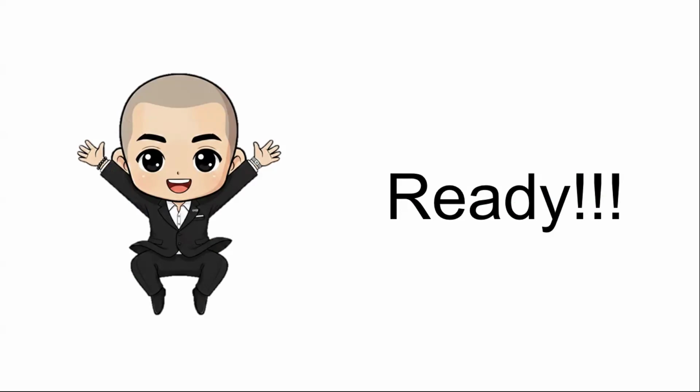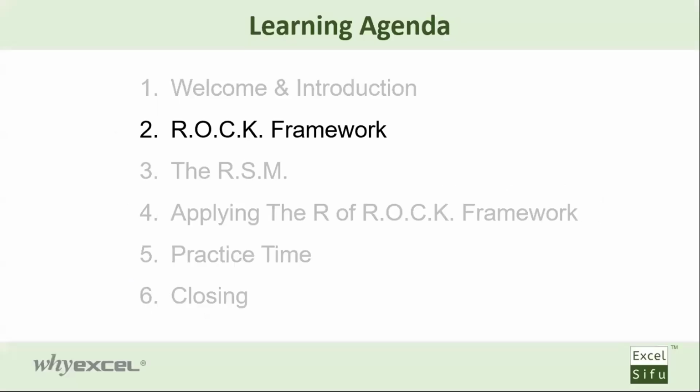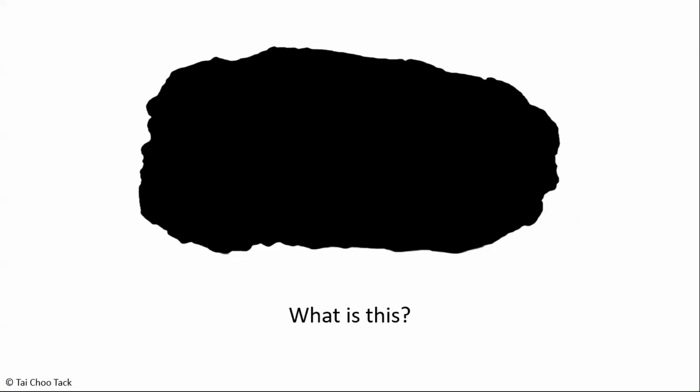Ready. So the first thing is a quick recap on the R.O.C.K framework. There are 4 components here. I'll be focusing on the first letter R. If you attended the previous session, it's a quick refresher. If you did not, it's a quick learning. Guess what this is? Type in the chat. No right, no wrong. If you know the answer, type it in.